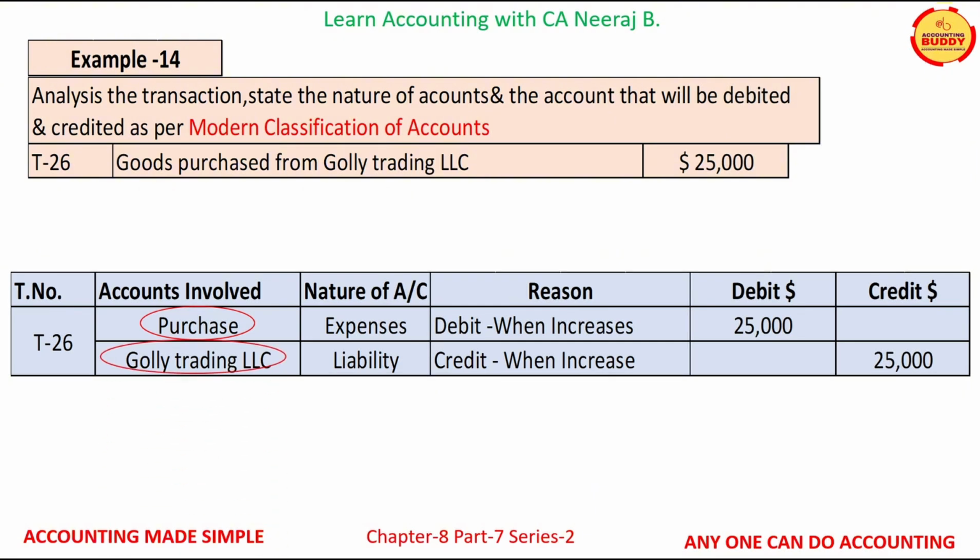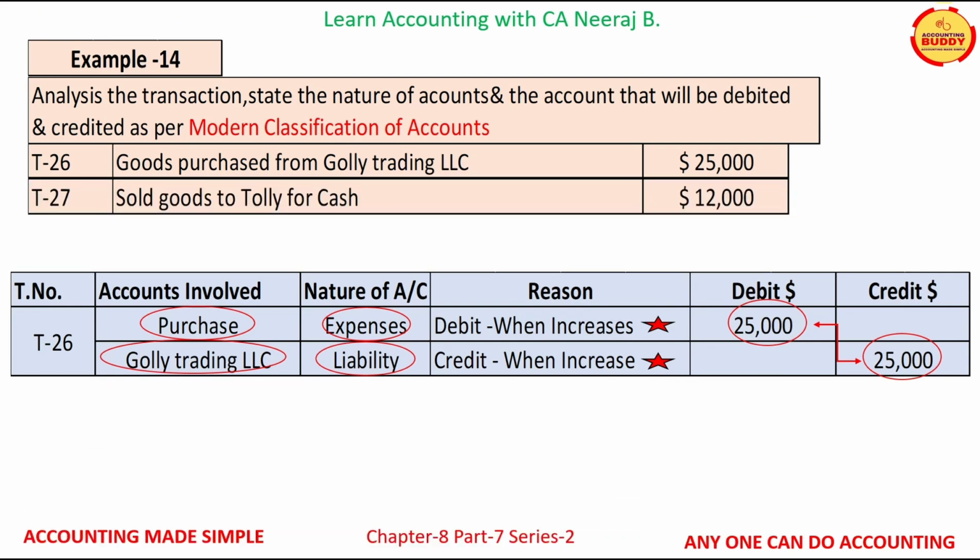Under the modern classification of accounts, purchase is an expense account. The rule of debiting the expense account is debit when the expenses increase. Creditor account of Guli Trading LLC is a liability account, and the rule for crediting a liability account is credit the liability account when it increases. Therefore, this transaction is recorded for $25,000 by debiting the purchase account and crediting the Guli Trading LLC account.